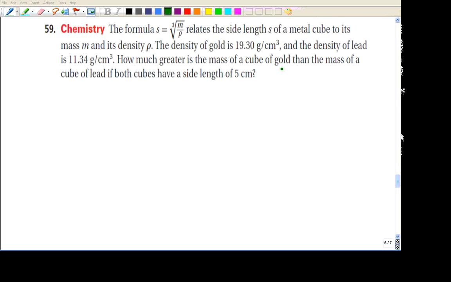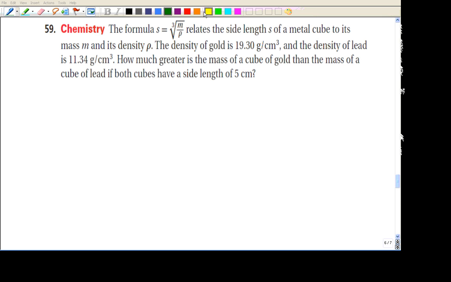So number 59, the formula S equals the cube root of m over p relates the side length S of a metal cube to its mass m and its density p. The density of gold is 19.3 grams per centimeter cubed, and the density of lead is 11.34 grams per centimeter cubed. How much greater is the mass of a cube of gold than the mass of a cube of lead if both cubes have a side length of 5 centimeters?